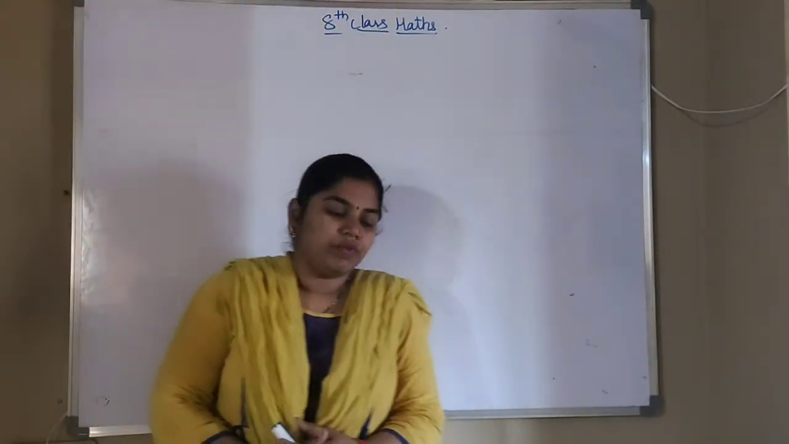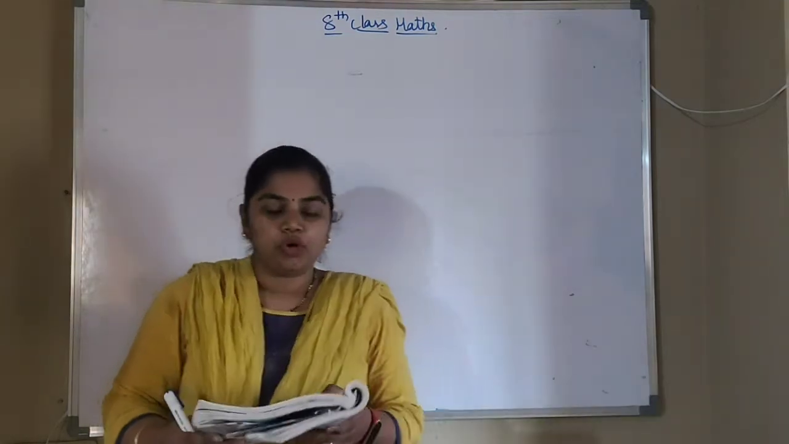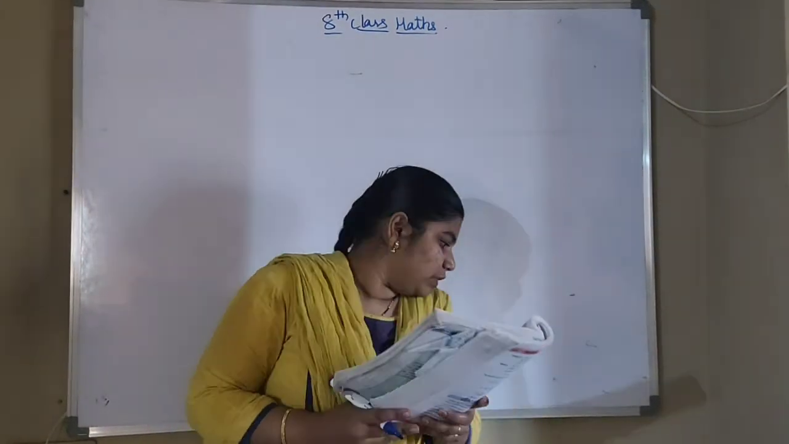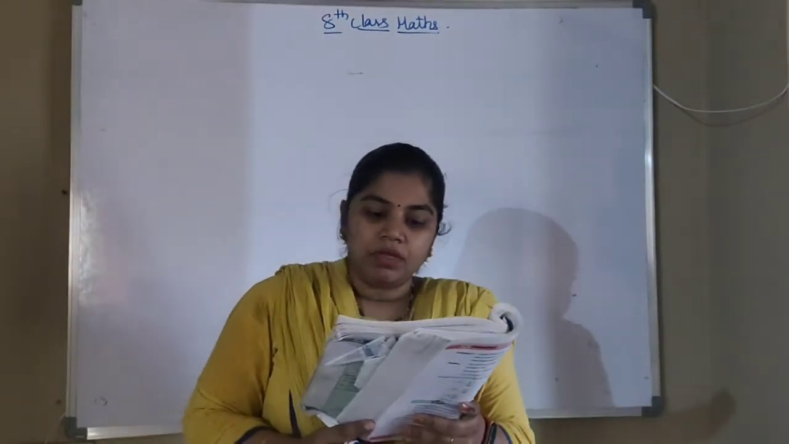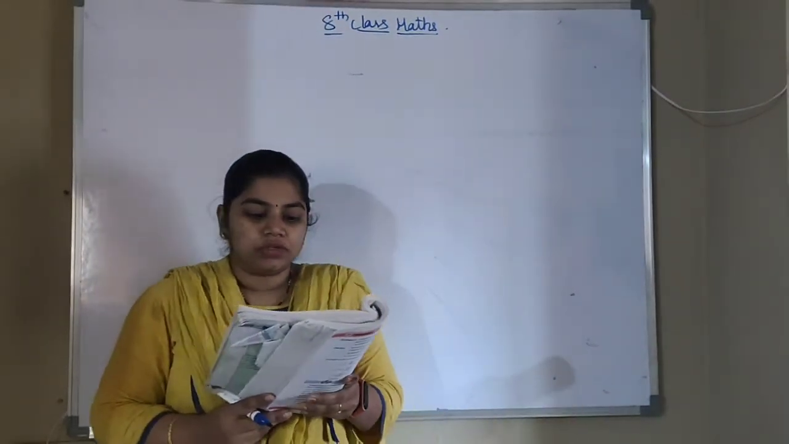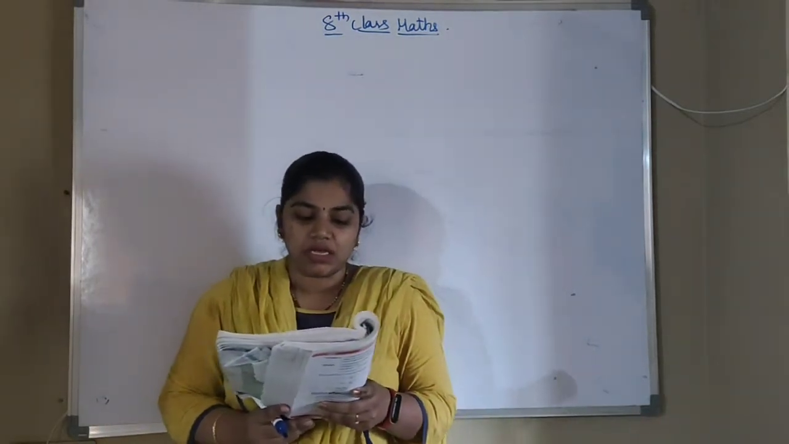So good morning everyone. Today we are starting our ninth problem. So what is the ninth problem? I borrowed 12,000 from Prasad at 6% per annum, simple interest for 2 years. First we have to find the simple interest and how much he borrowed, that is 12,000.